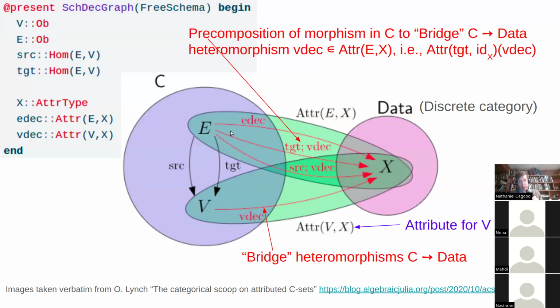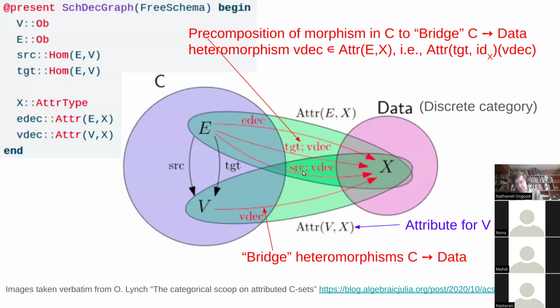And what's shown here is a collage, right? You'll recognize these bridge heteromorphisms, as we call these bridges, from E to X. And the most basic, the generators of these, are this E deck, which goes from E to X, right? And there's V deck from V to X, shown here. Those are characterizing that X is an attribute for V or an attribute for E, right? We have a name, a string for vertices and edges.